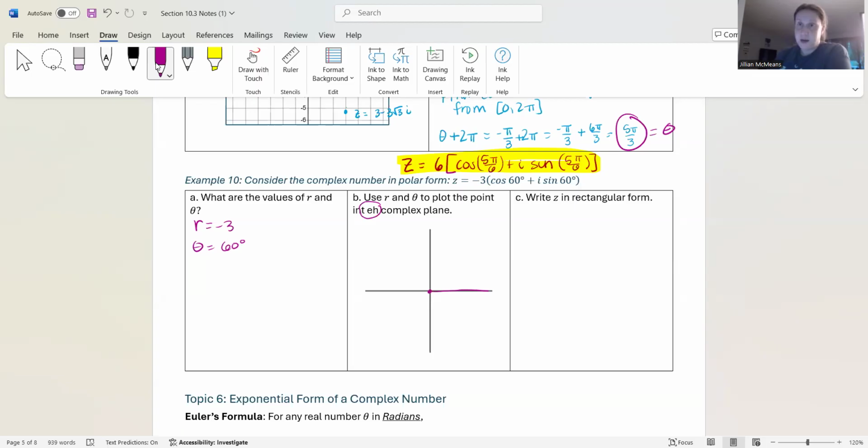In this case, our angle is positive 60, so it's about here. That's our theta equals 60 degrees. And then what you want to do is find r.